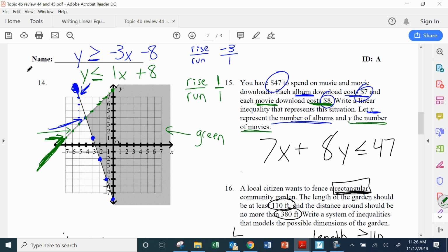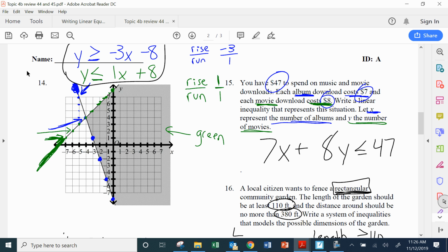Okay, so there's that one done. These are your two equations up here, right here. These were your two equations. That's the system of inequalities right there. All right, so we did the word problem ones, 15 and 16, so I'm not going to do those.